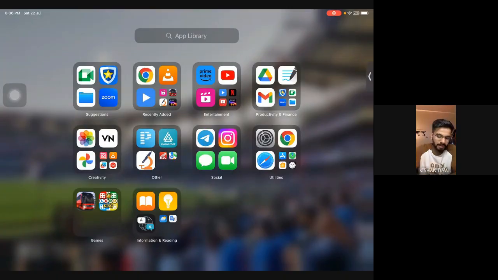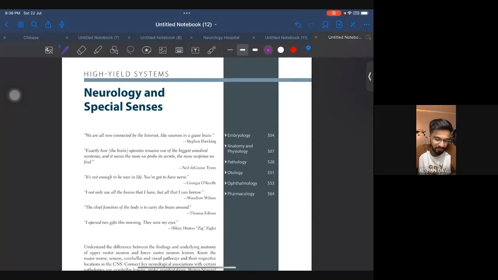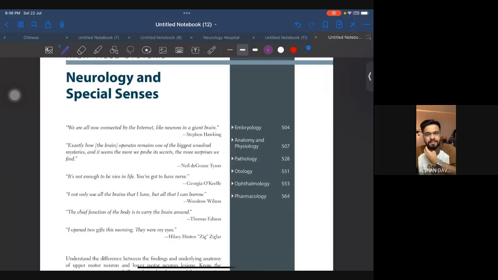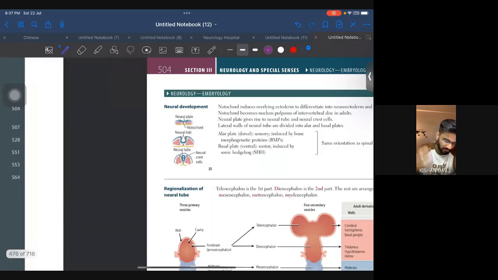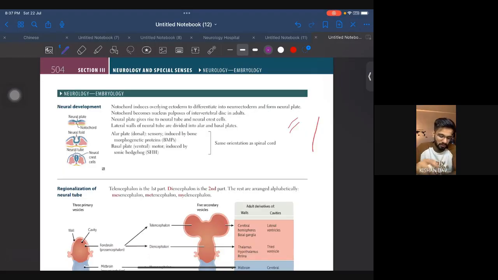Okay. Yes, I have shared some images over here from Marrow medical material. So there are just some images and some important points that you need to know. So we will discuss everything today. So let's just start. All right. So neurology and spatial sciences, first page. Let's just start, starting from the embryology.